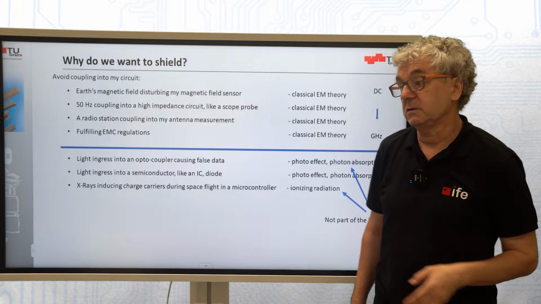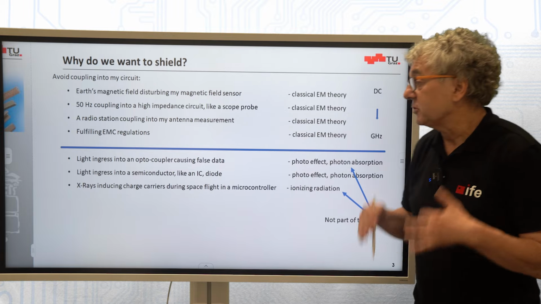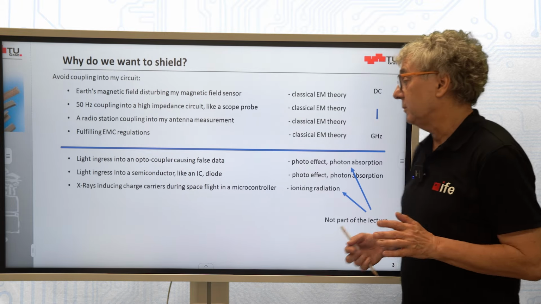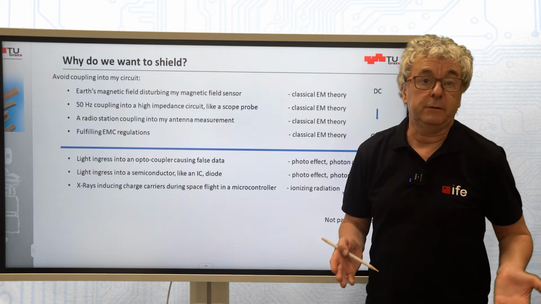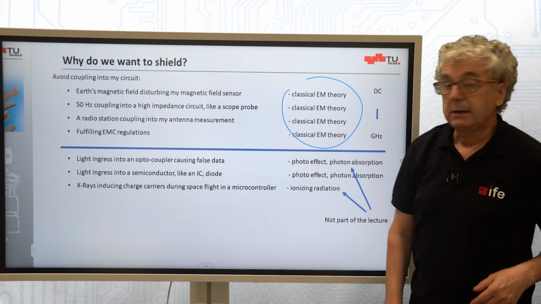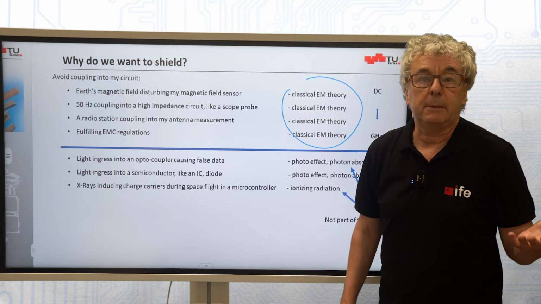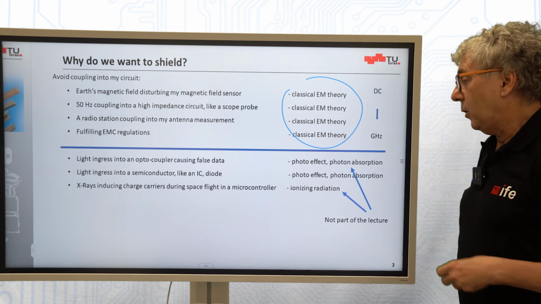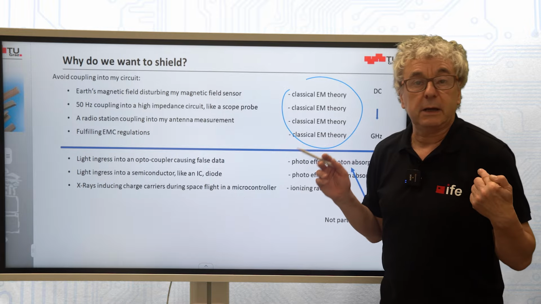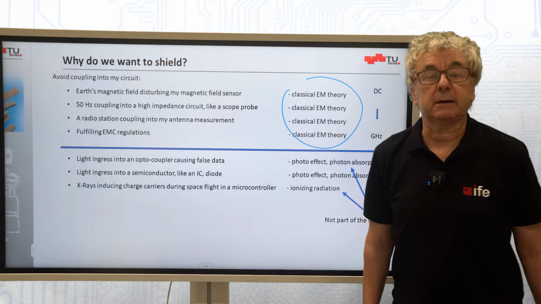Or we have a radio station, let's say 100 meters away, which gives a frequency of 100 megahertz, and we need to shield that. Or there's just a general goal. We have EMC regulations for emissions and immunity, which we want to fulfill. That's basically all done, and what we do is classical electromagnetic theory. Now what we don't do is, for example, light ingress into an optocoupler. We don't look at that shielding. Or X-ray, shielding against X-ray. That's basically not what we do in this class. We look at classical electromagnetic field ideas for shielding with a focus on electromagnetic compatibility.